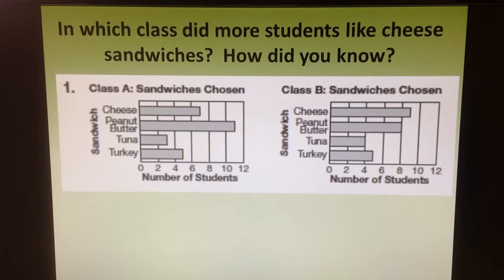In which class did more students like cheese sandwiches, and how do you know? In Class B, more students liked cheese sandwiches. The bar for cheese sandwiches for Class B is bigger than the bar for cheese sandwiches for Class A.